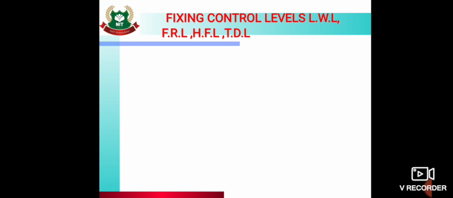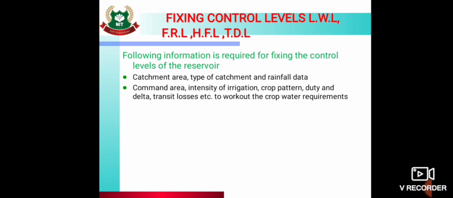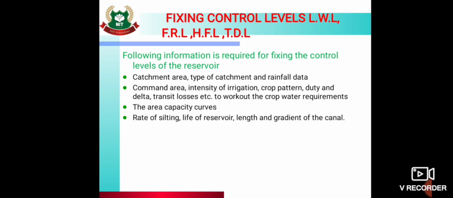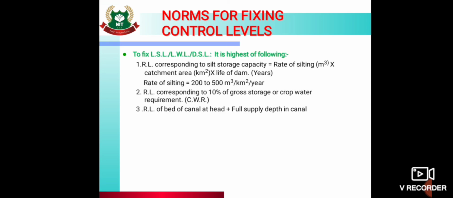Then fixing control levels. The following information is required for fixing the control levels of the reservoir. So what information is required? It is catchment area, type of catchment area and rainfall data. Then command area, intensity of irrigation, crop pattern, duty and delta, transit losses, etc. to work out the crop water requirements. Then the area capacity curves, then rate of silting, life of reservoir, length and gradient of the canal, then reservoir losses, then norms for fixing control levels.